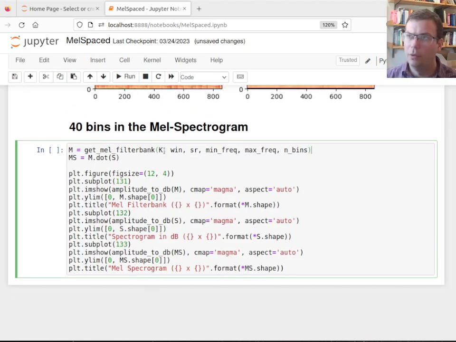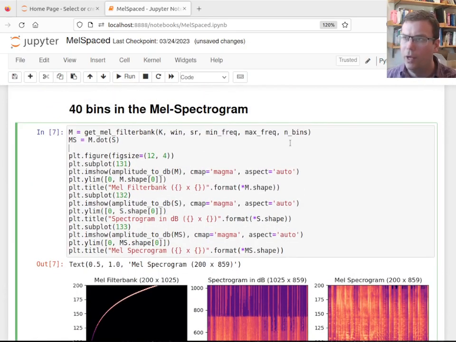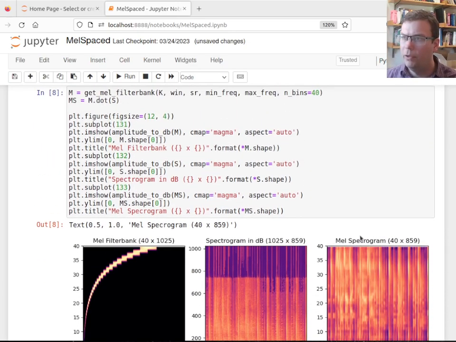Actually, I can keep all that there. And I think that's good. So let's go ahead and look at that. Of course, now I want to say my number of bins, I'm going to make this only 40. Okay, so I can see in the picture not quite as much detail there.